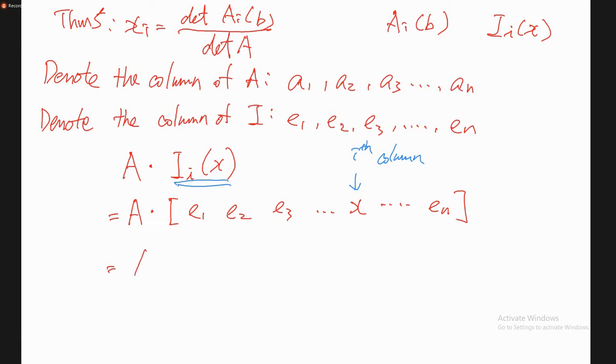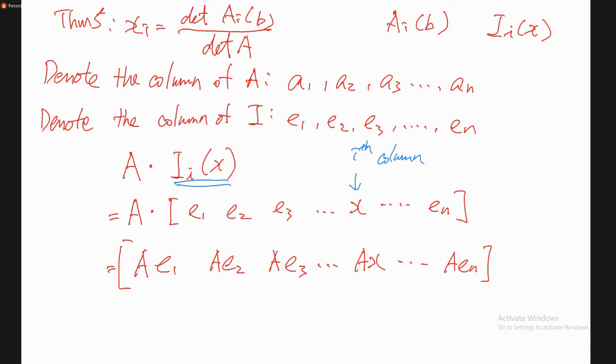So we can further expand the matrix. I just multiply, or incorporate the matrix multiplication together, and then we get the first column becomes AE1, and the second one AE2, and then until the last one, AEn. All right, so far so good.